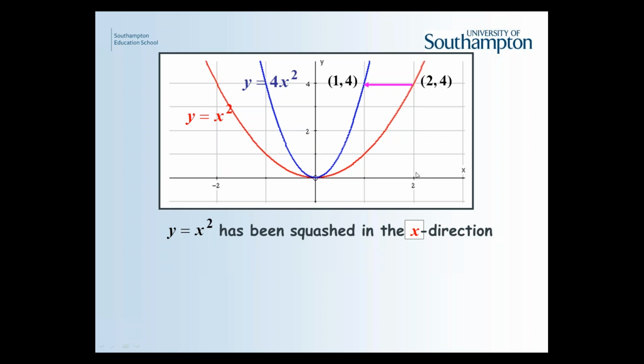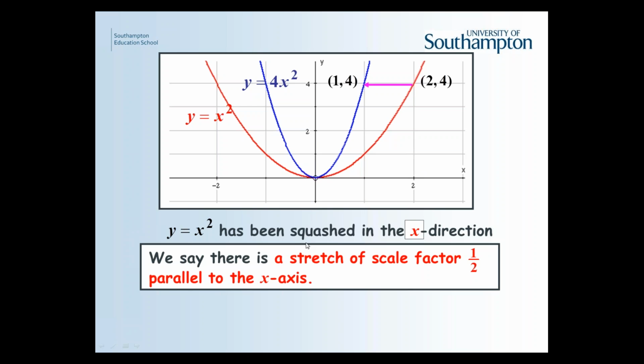Now a stretch in the x-axis is nearly always a squash, really. Because it's the opposite, it nearly always ends up being a fraction, which means that it ends up squashing the graph. So in this case, we still call it a stretch, even though it's a squash. It's just kind of a squishy stretch. So it's a stretch of scale factor 1/2 parallel to the x-axis. So that's a bit tricky, isn't it? Because we've just now done both types of stretches all in one because of the nature of an x-squared graph.